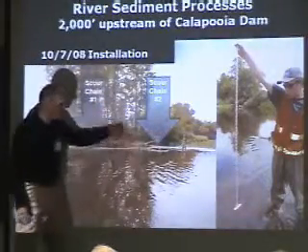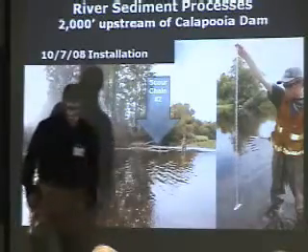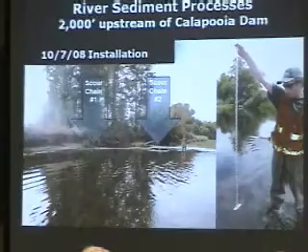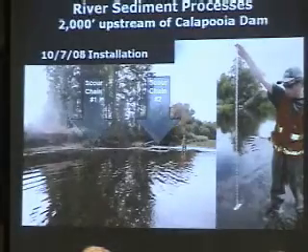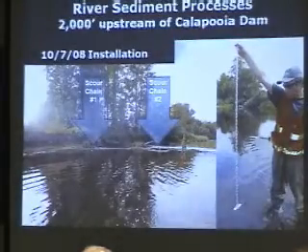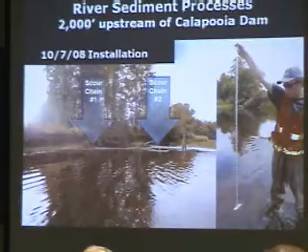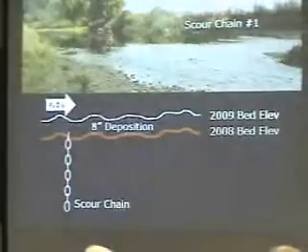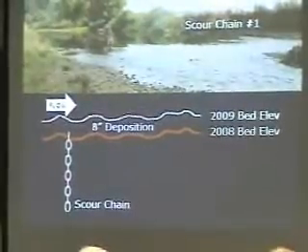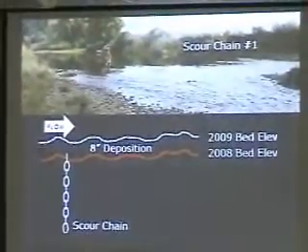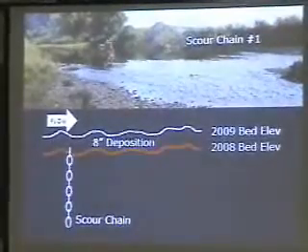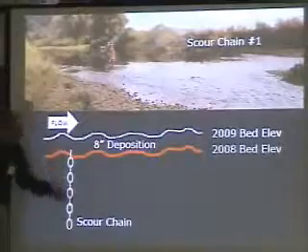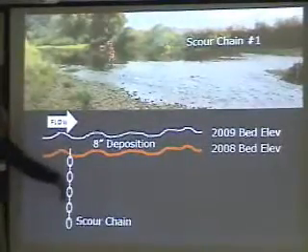This is a riffle on the gravel bed river. We drive them in the summer when the water's low and we can walk in the river. And then we leave. And then we come back the next summer after we've had some good floods and we know that sediment has moved through the system. And then we find out what happened. In this case, this is an example from 2008 and 2009. This is what happened. And this scour chain number 1 over there, this is what the chain looks like when it's embedded into the river.